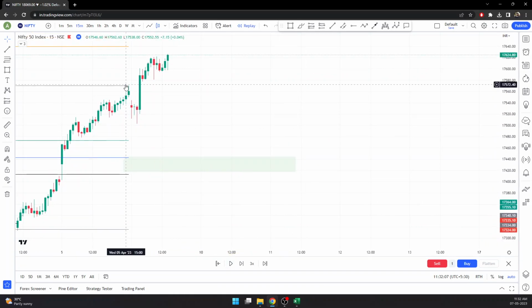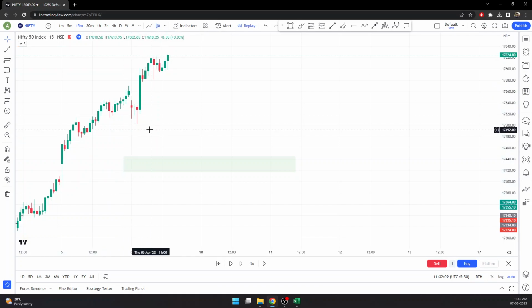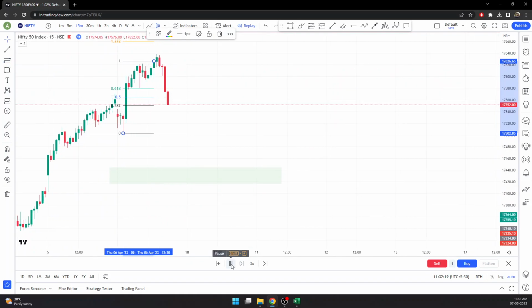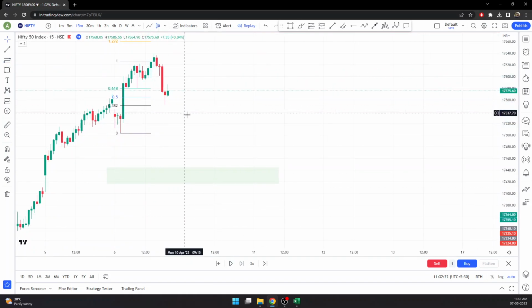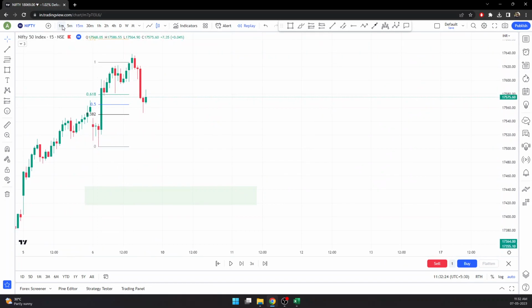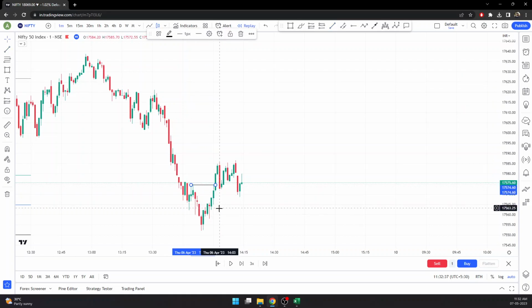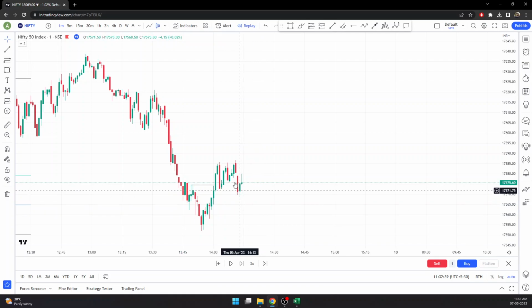Yep, so let's change our levels. This is the earlier low, this is the high, this is the new high. Yep, coming back to our buying levels. So let's see if we can, yes, we can see the break on the one minute time frame, and we can take a buy entry.